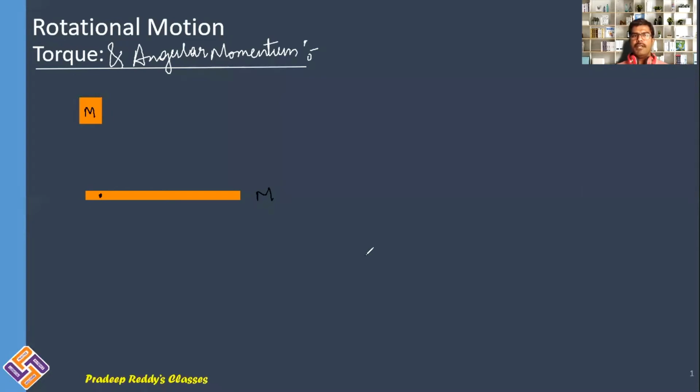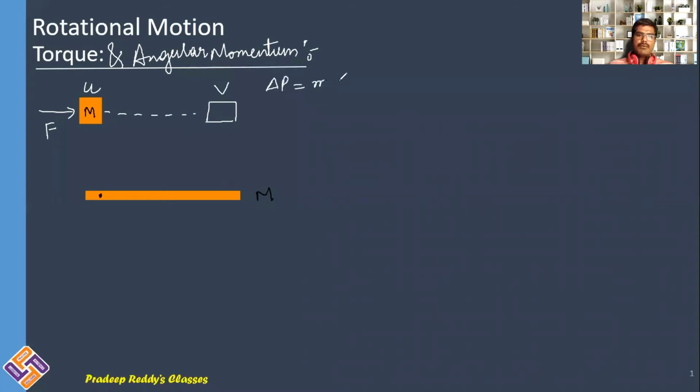Students, observe carefully. Now let us find out the relation between torque and angular momentum. So what is the relation between torque and angular momentum? We shall discuss now. See, when you are acting a force on an object, this is force acting on the object. Obviously its initial velocity is u. It will come to a new position. Final velocity will become v. There is change in the momentum.